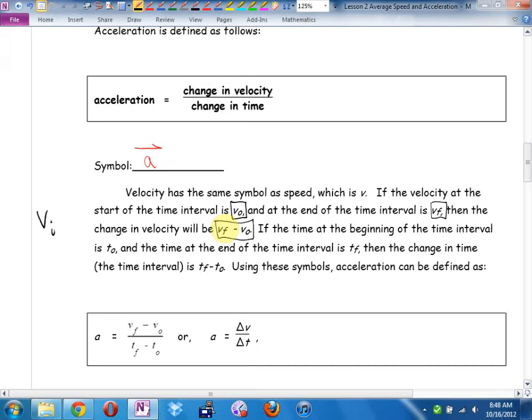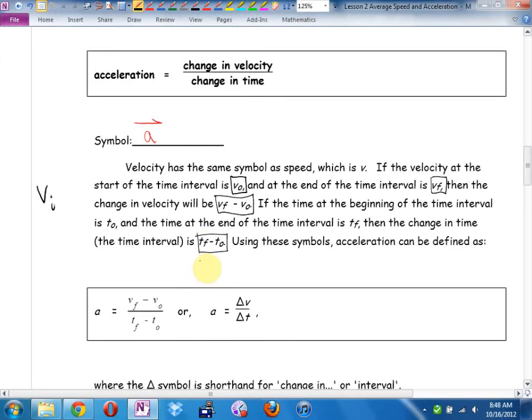If the time at the beginning of the time interval is time 0, and the time at the end of the time interval is time final, then the change in time is that. So using symbols, I can now give you an equation for acceleration. Acceleration is the change in velocity, final minus initial, don't want to muck it up, over the change in time.